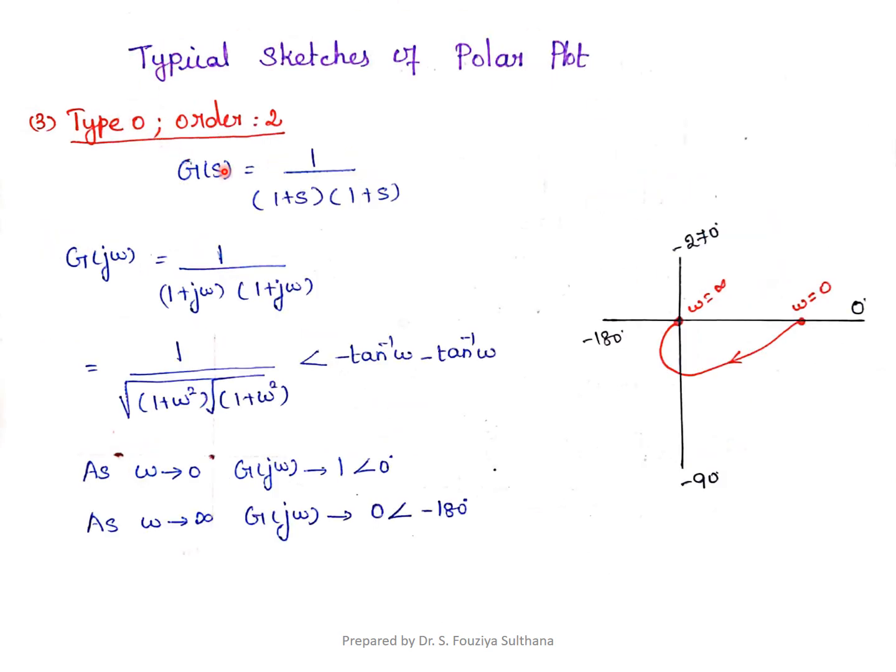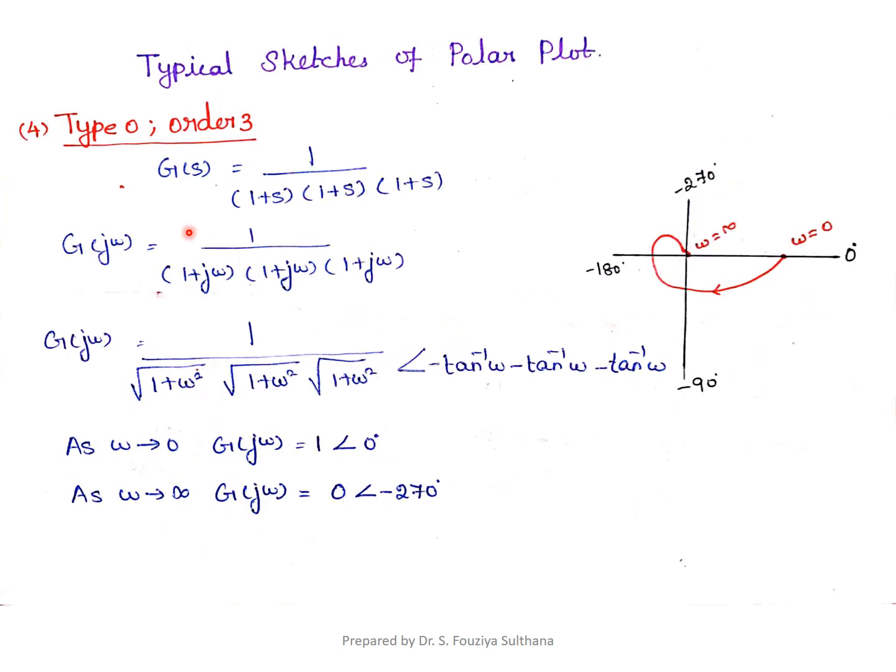This is an example of type 0 order 2 system. So when you compare with type 0 order 1 system, it has a shift of minus 90 degree. The plot shifts by minus 90 degree. This is an example of type 0 order 3 system. When you compare with type 0 order 2 system, the plot shifts by minus 90 degree. See the variation of shifting of plot between the type of the system and the order of the system.